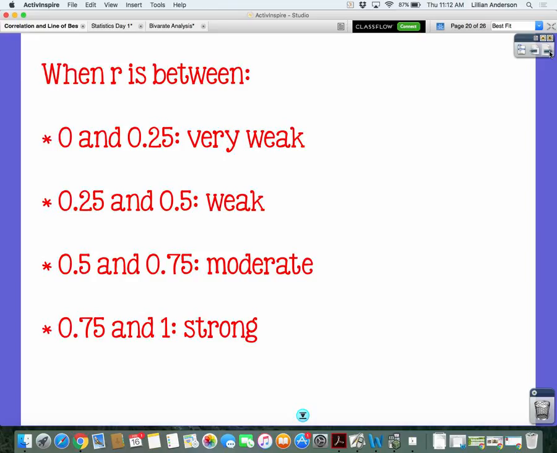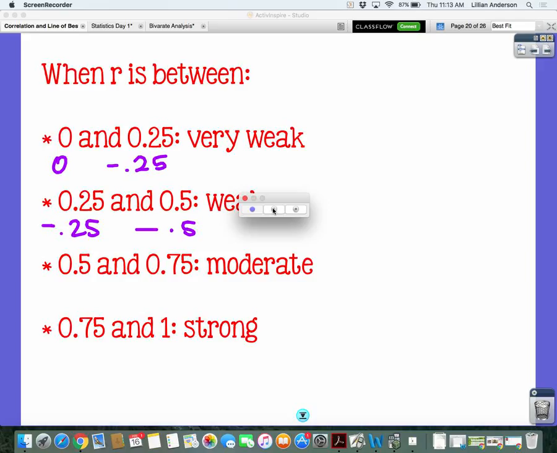Okay? Now, these same intervals also apply to the negatives. So if it's between 0 and -0.25, that still means it's very weak. It's just very weak in a negative direction. If it's between -0.25 and -0.5, it's still weak. It's just weak in a negative direction. Are you following along? Okay. Good stuff.